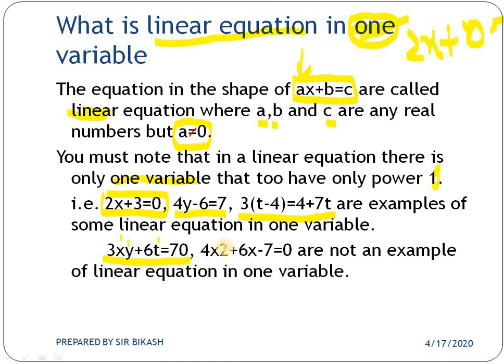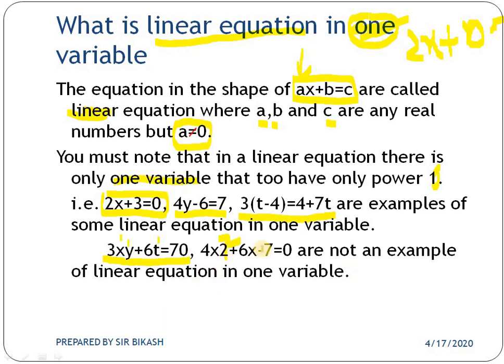Why is this not an equation? Actually, when I was writing this slide, I made a mistake. This 2 is the power, huh? This 2 is the power only. So 4x square plus 6x minus 7 equal to 0 is not an example of a linear equation in one variable.